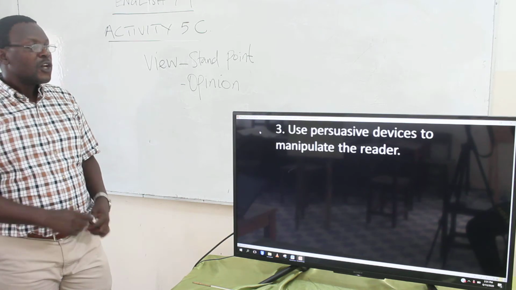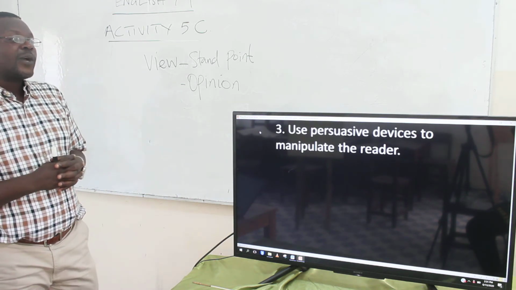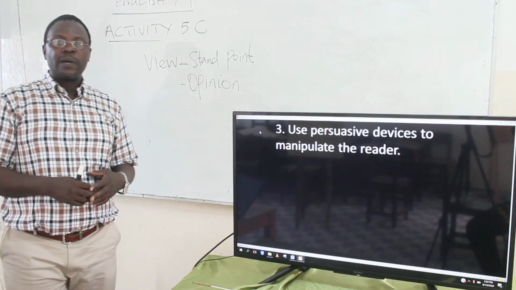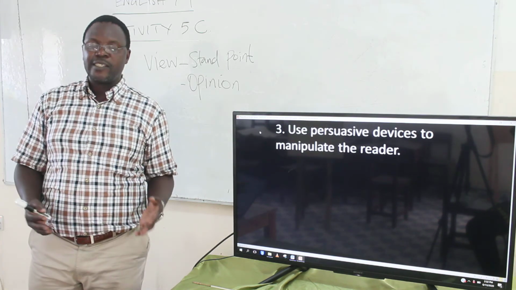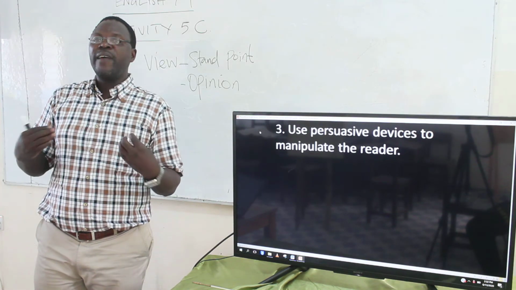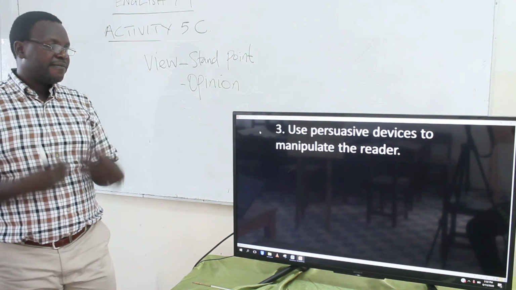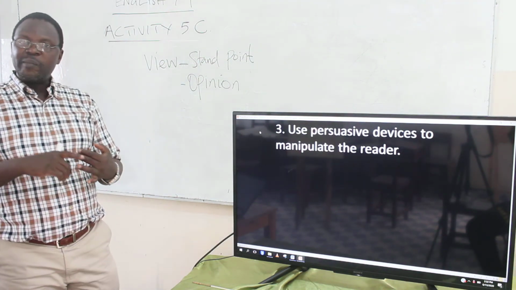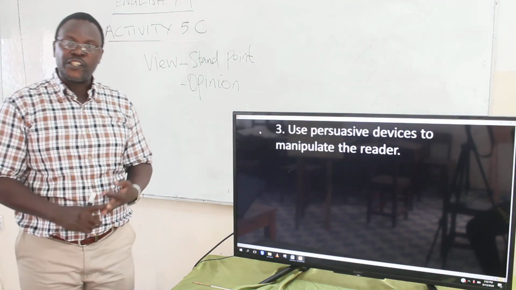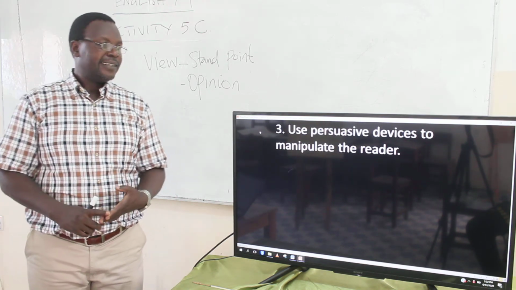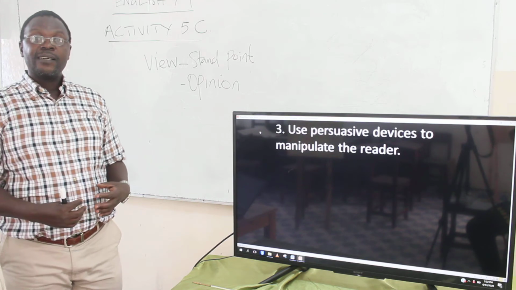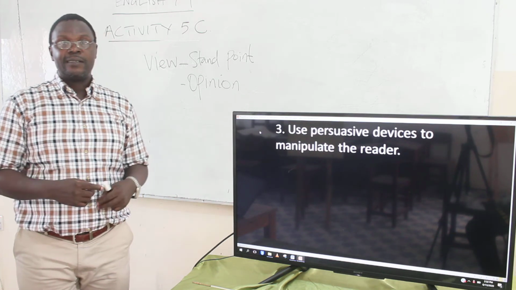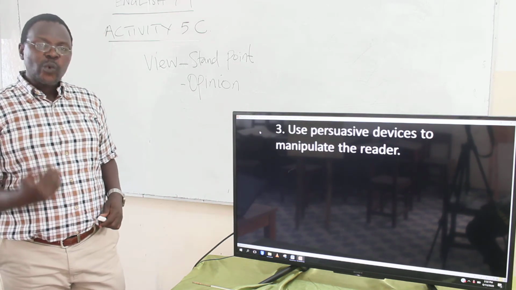3, use persuasive devices to manipulate the reader. The word manipulate there means convince. They convince, these persuasive devices. You must use them. You use simile, you use metaphor, you use personification, you use hyperbole, you use symbols. All this imagery is geared towards manipulating the reader, convincing the reader, persuading the reader.